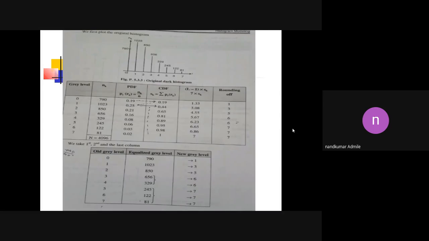Okay. So again, 850 divided by 4096, 656 divided by 4096. So likewise, we can calculate the PDF values. So is everyone clear on the third column? How to calculate the PDF function? Yes, sir. Okay, so is there any doubt in the third column? Clear to everyone?